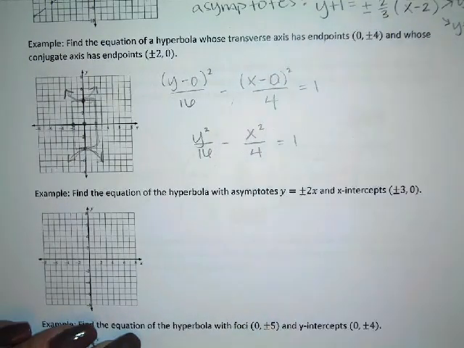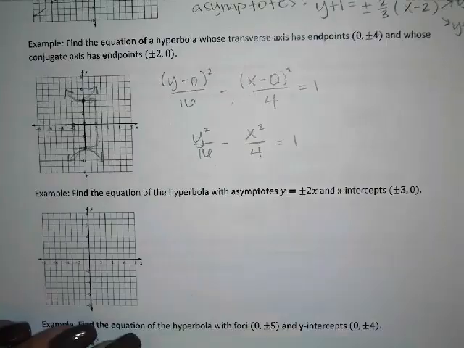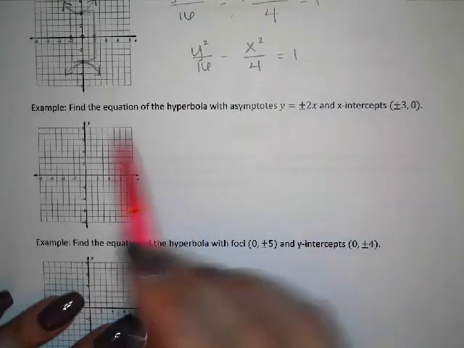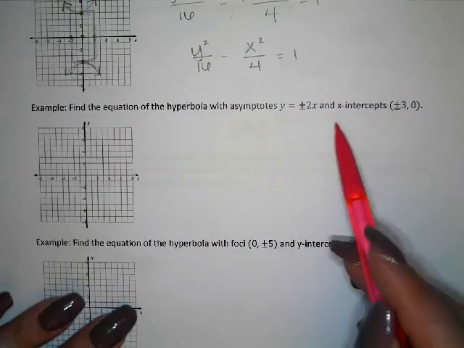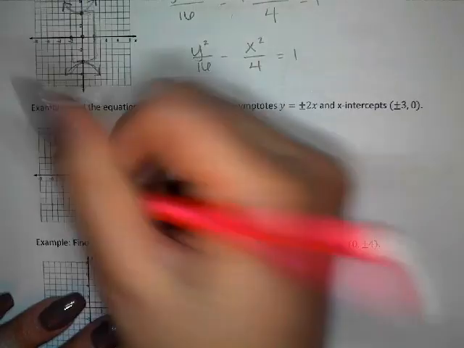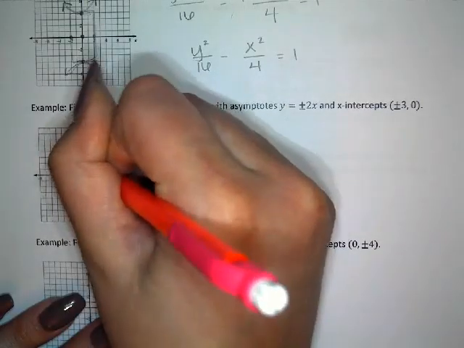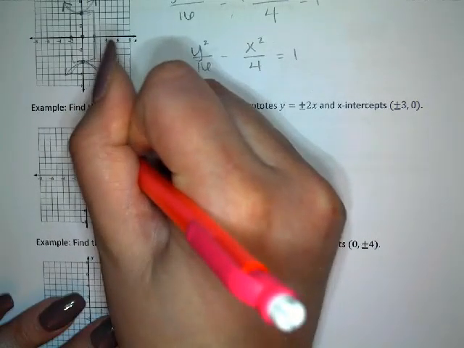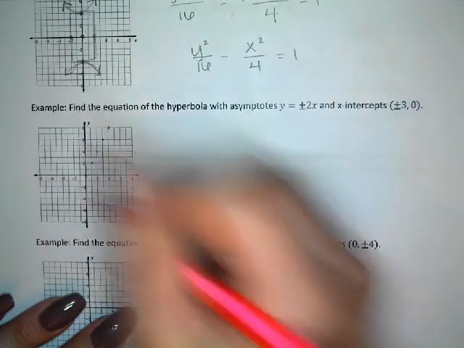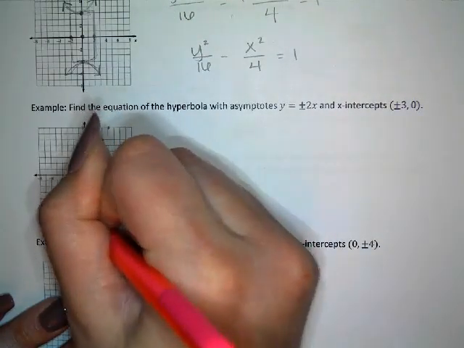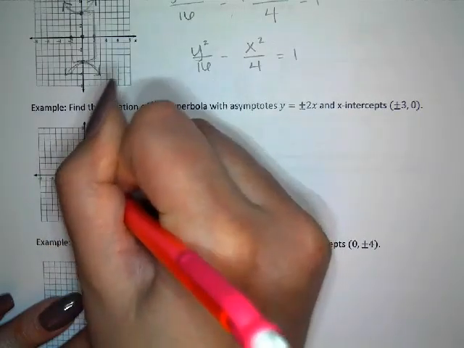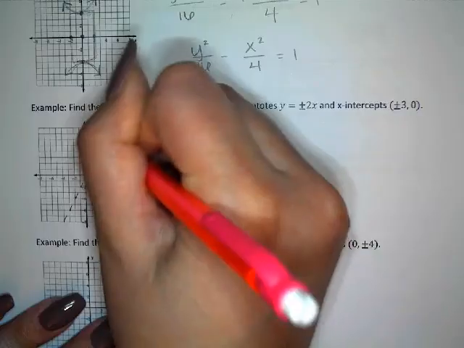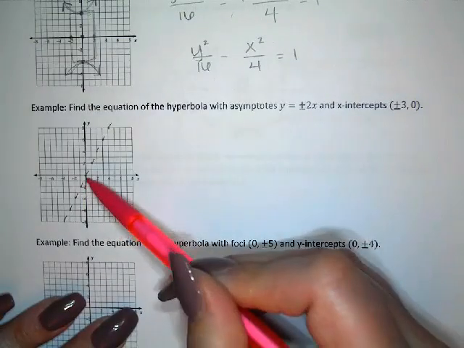Okay, let's try the next one. Find the equation of a hyperbola with asymptotes y equals plus or minus 2x. So y equals positive 2x, so we start at 0 and then go up 2 over 1, up 2 over 1, up 2 over 1. So I'm just drawing the asymptote with that slope, okay? And then we have y equals negative 2x, so we'll start at 0 and then go down 2 over 1.